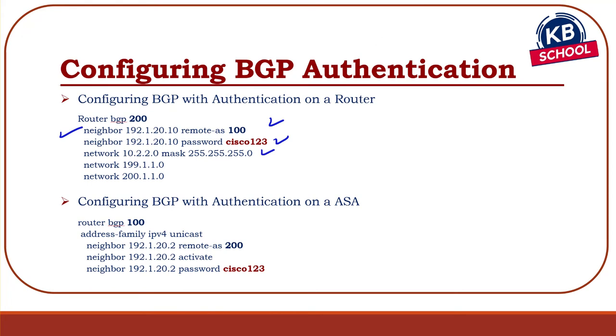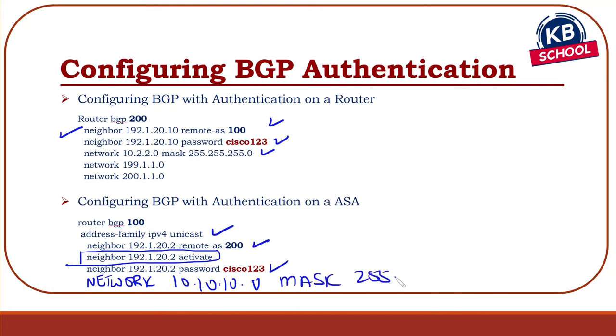But over here, I need to go under the address family. This one is okay. This is the same. I do need to put the activate command, and then the password is exactly the same. If I had the network statement, it would be identical to the way I would have done it on the router. So if I had, let's say, 10.10.10.0 that I want to advertise with mask 255.255.255.0, you would do it exactly like that.